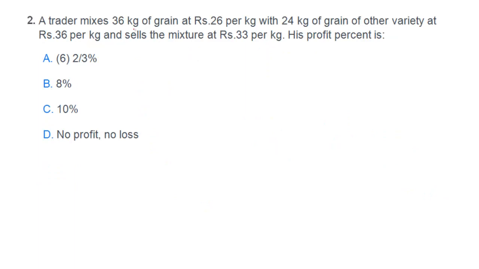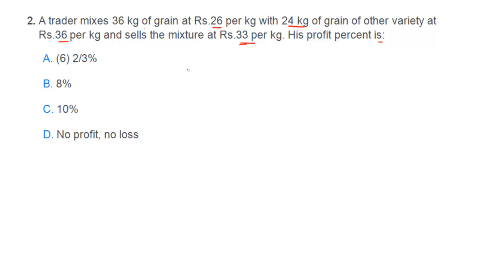Let's check the next question, which says a trader mixes 36 kg of grain at rupees 26 per kg with 24 kg of grain of another variety at rupees 36 per kg and sells the mixture at rupees 33 per kg. His profit percent is? So you know the selling price of the mixture, which is 33 per kg. Once you know the cost price after mixing in this ratio, 36 kg and 24 kg, you can find out the profit percent.